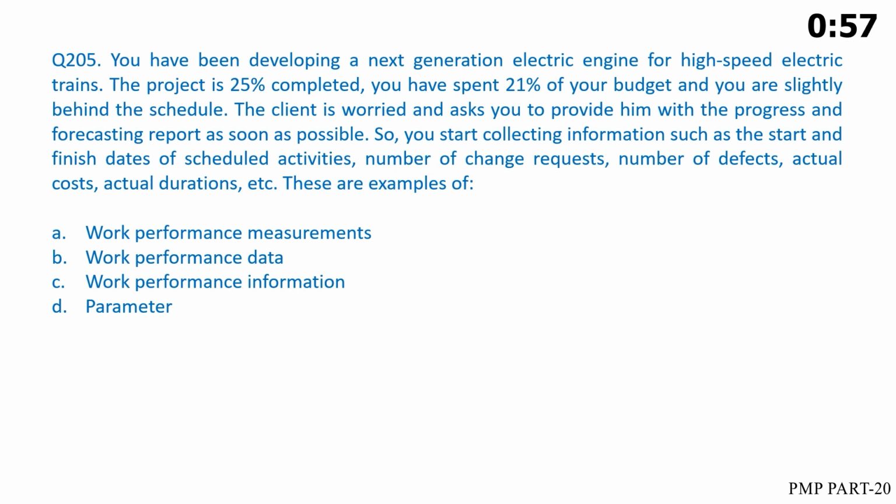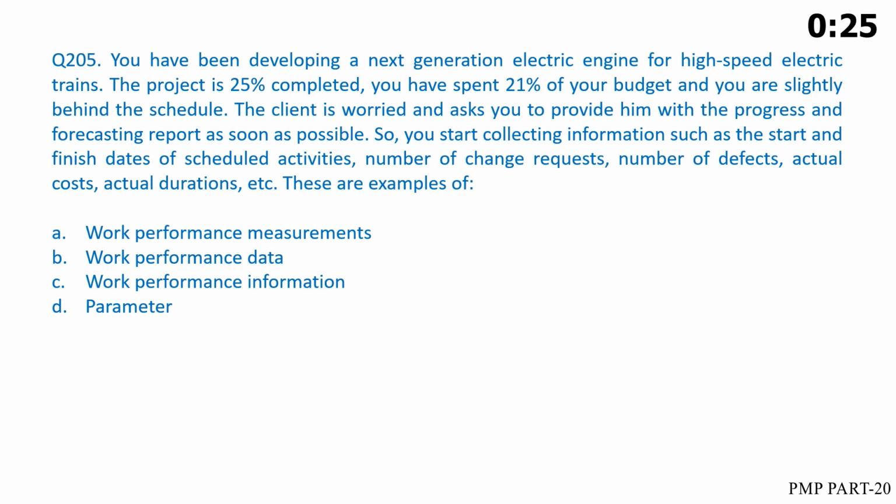You have been developing a next-generation electric engine for high-speed electric trains. The project is 25% completed, you have spent 21% of your budget, and you are slightly behind the schedule. The client is worried and asks you to provide him with the progress and forecasting report as soon as possible. So, you start collecting information such as the start and finish dates of scheduled activities, number of change requests, number of defects, actual costs, actual durations, etc.